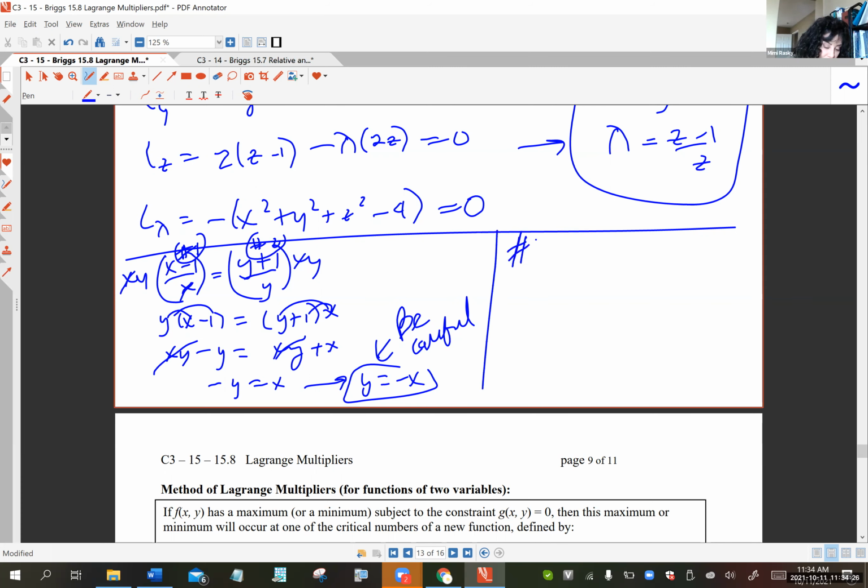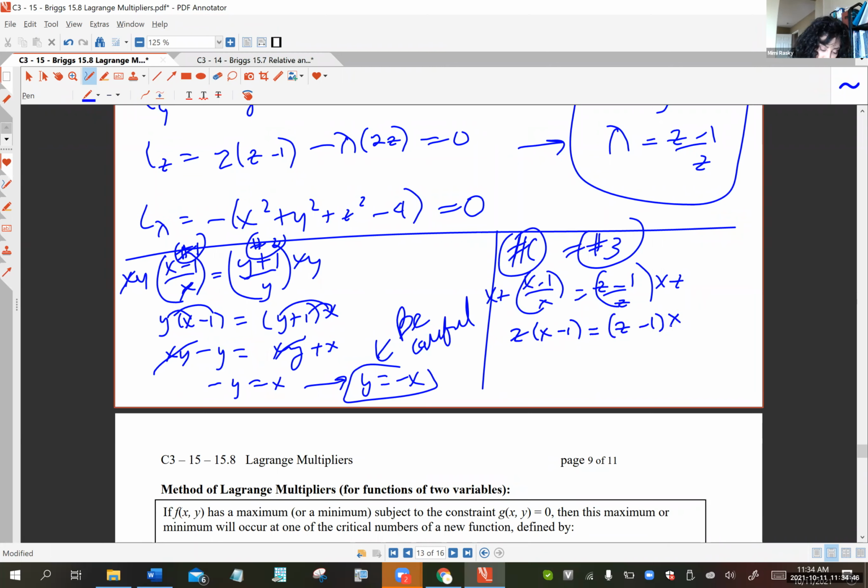When I set the first lambda equal to the third lambda to try to get z in terms of x, I'm having x minus 1 over x equals z minus 1 over z. Multiply both sides of the equation by xz to clear fractions. Then I get z times x minus 1 is equal to z minus 1 times x. Distribute to get rid of parentheses. Subtract xz from both sides. That kills off the xz term. I get negative z is equal to negative x. Multiply both sides by negative 1, and z is just simply x.